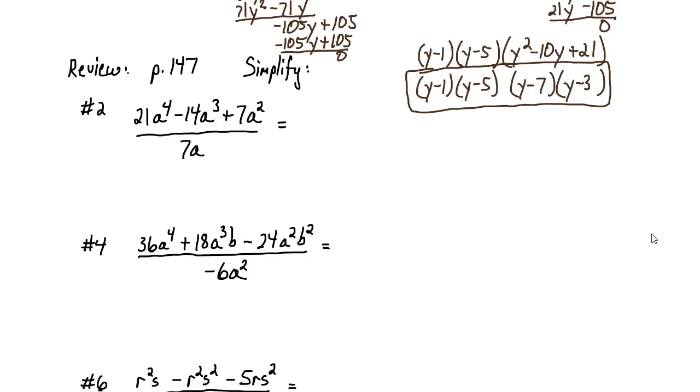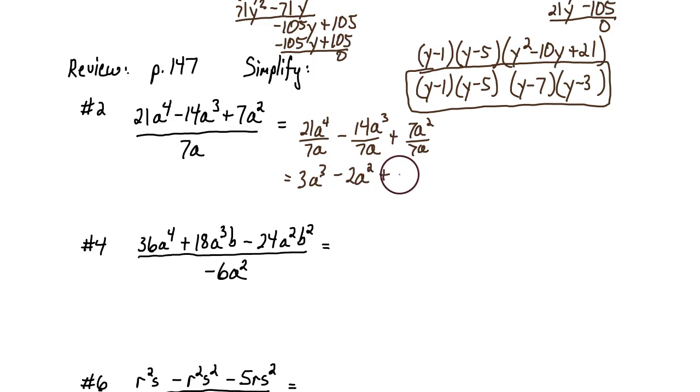For the review assignment, we're going to page 147 where we were dividing polynomials. In number 2, we're dividing this trinomial by a monomial. When you divide by a monomial, the fastest way is the distributive property. 21a to the 4th divided by 7a minus 14a to the 3rd divided by 7a plus 7a squared divided by 7a. Notice we're dividing every term of the top by the bottom. Now let's simplify. This is 3a cubed minus 2a squared plus a.